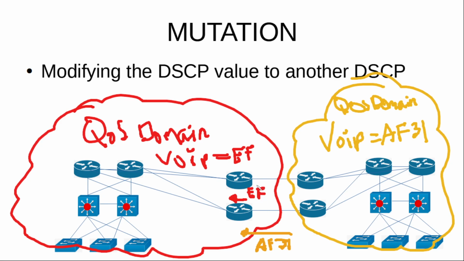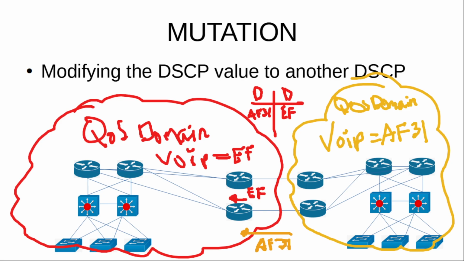So you will be creating here a table, where you will be saying that AF31 upon entrance should be remarked into EF. This will be a DSCP to DSCP table, and you will actually be creating a mutation table. In order for this to work, you will have to do mutation in both directions. So that was the idea behind mutation. That is the original idea.